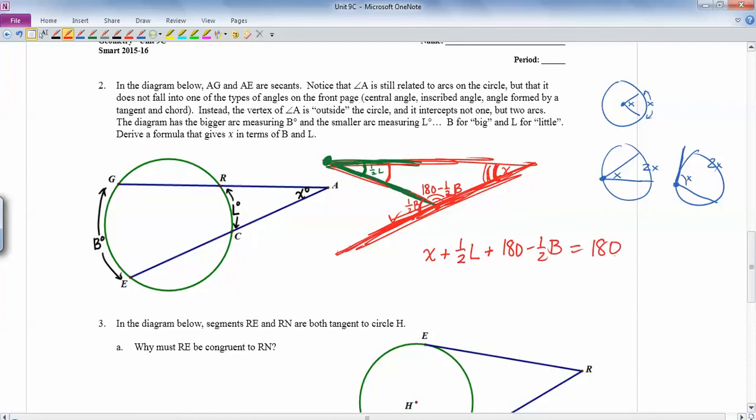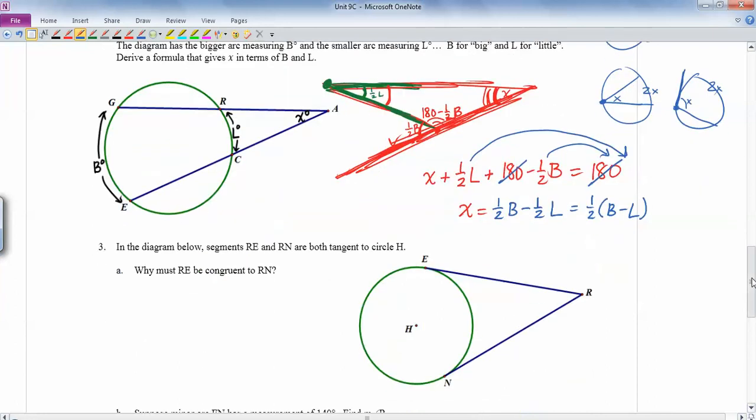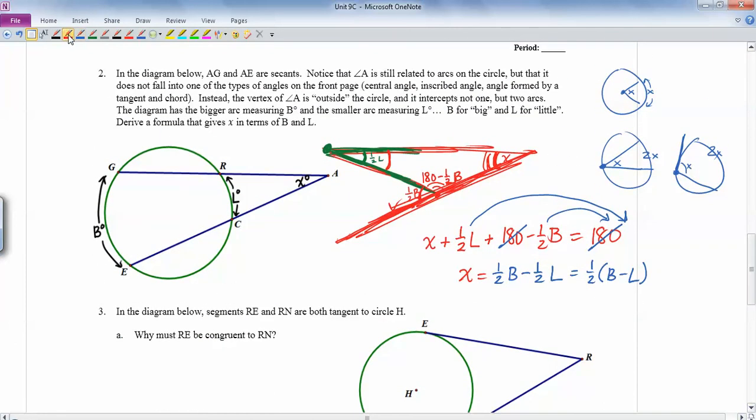And then the goal is to get X by itself. Well, that's not actually too hard. The 180s cancel. And then if I add a half B to both sides and subtract a half L from both sides, I get 1/2 B minus 1/2 L. Well, if I factor out the half, I get half of the big arc minus the little arc. So here, let me shrink this down.